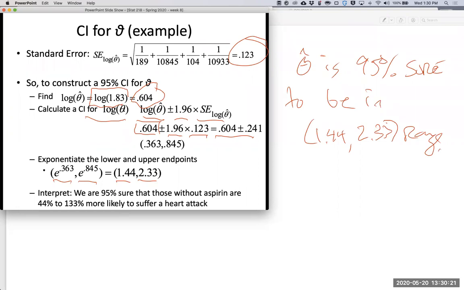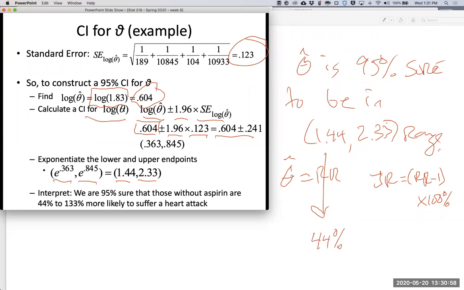Now, remember, rare outcomes. A heart attack is a rare outcome, so theta hat is approximately equal to the relative risk. So I'm going to give the increased risk interpretation. Again, the increased risk, IR, is the relative risk minus 1 times 100%. My 1.44 endpoint is a relative risk of 1.44, or the increased risk is 44% at the bottom end. The upper end of my odds ratio confidence interval, 2.33, is a relative risk of 2.33 or an increased risk of 133%.